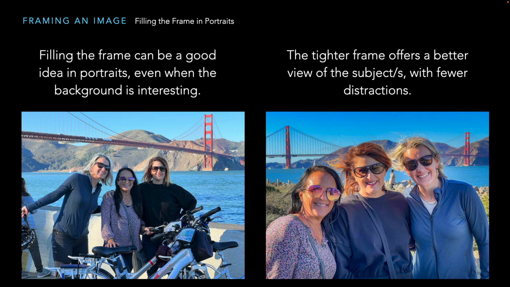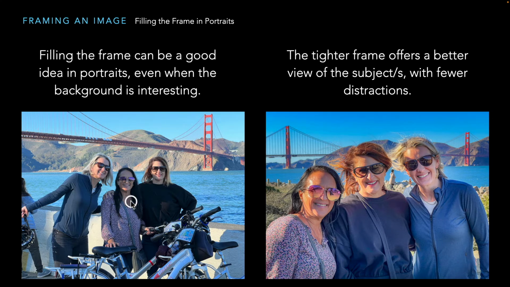So the next thing we're talking about is filling the frame in portraits. You will hear me say this, and you'll hear a lot of people say this: fill the frame when you're shooting portraits. What does that mean? That means basically get closer. A lot of times you'll hear it referred to as just getting closer. And here's an example of that.